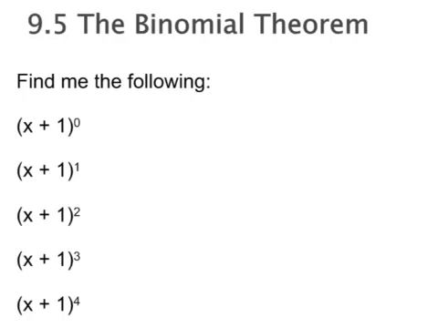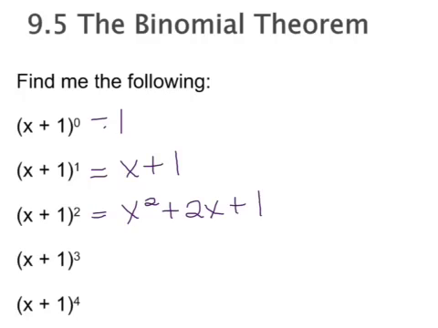X plus 1 to the 0 power. We know anything to the 0 power is going to be 1. X plus 1 to the 1 power is x plus 1. X plus 1 the quantity squared, we all know, is going to turn out to be x squared plus 2x plus 1. X plus 1 the quantity cubed, we are going to get x cubed plus 3x squared plus 3x plus 1.